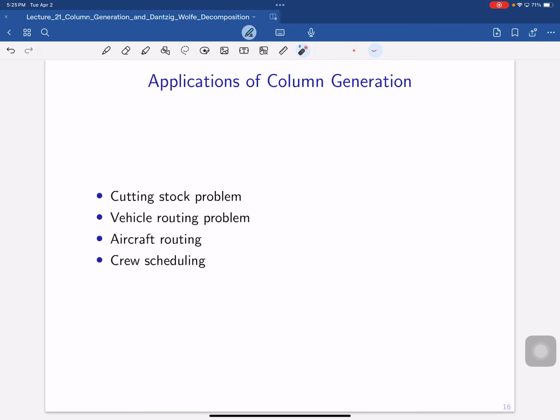A lot of those aircraft are identical, right? You don't really care about which aircraft you assign to which route. You only need to make sure that those routes will cover all the passengers you need. And similarly for crew scheduling, the airline companies are solving crew scheduling problems all the time, right? You have the crew that can serve different legs of those airplanes, right? Those are all solved with column generation and similar methods.